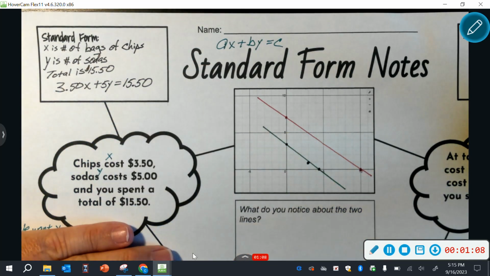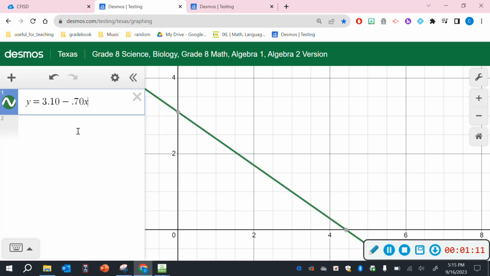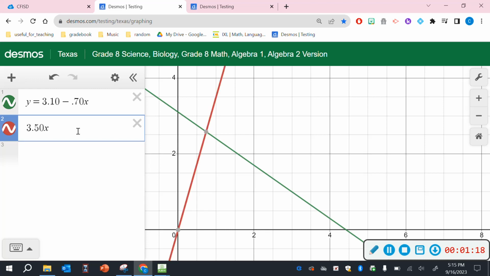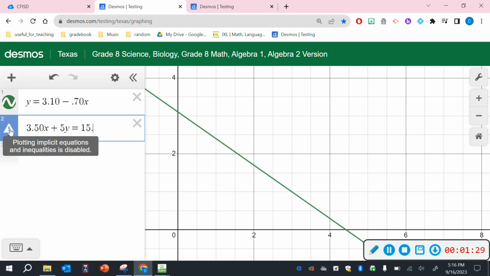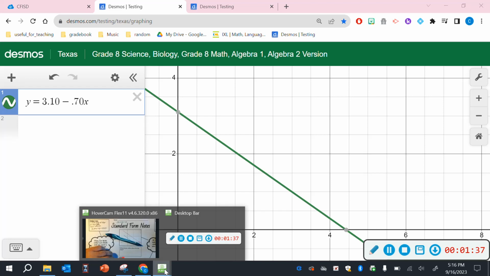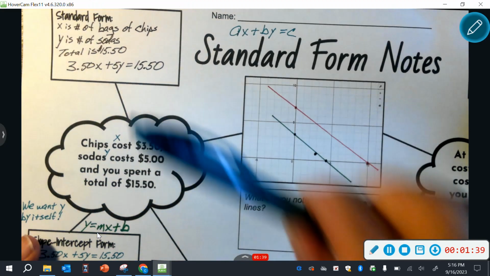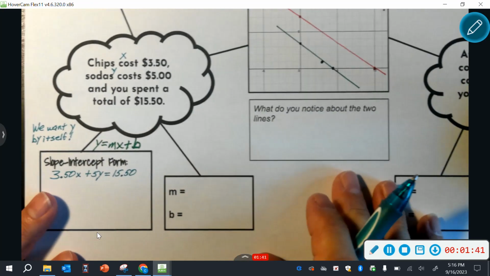Now if you notice on Desmos, if I try to type this in standard form, $3.50 X plus 5Y equals $15.50, you notice I get an error right here. And what does it say? Alright, so on the Desmos version, we can't plug the equation in to look at the graph. So what we need to do is what's called solving for Y.